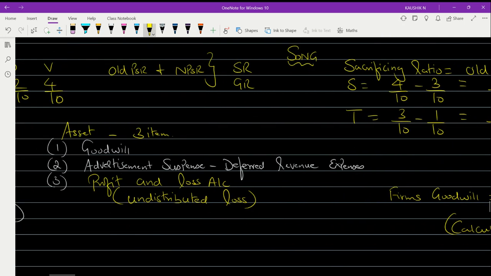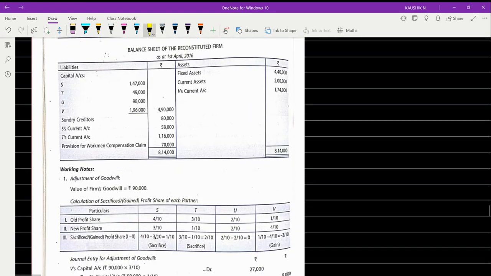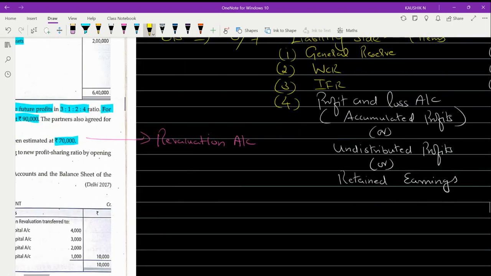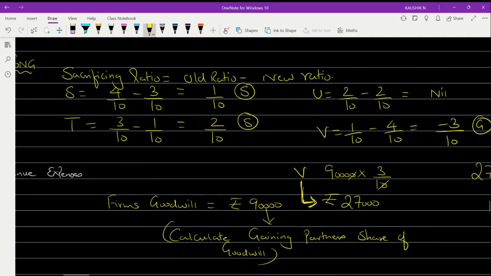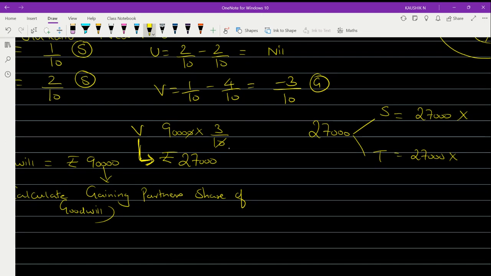I'm sorry, just a minute. The goodwill you derived is 27,000, right? The value of goodwill you derived as 27,000 is the value of whom? The value of the partner who is getting a benefit. Now calculate the sacrificing partners' goodwill also on the firm's goodwill. I made a mistake, sorry. Calculate the sacrificing partners' goodwill also on that 90,000 itself. It is not this 27,000 to be distributed. I thought this was a goodwill appearing inside the balance sheet. I'm extremely sorry. So for V, you calculated on the firm's goodwill of 90,000.